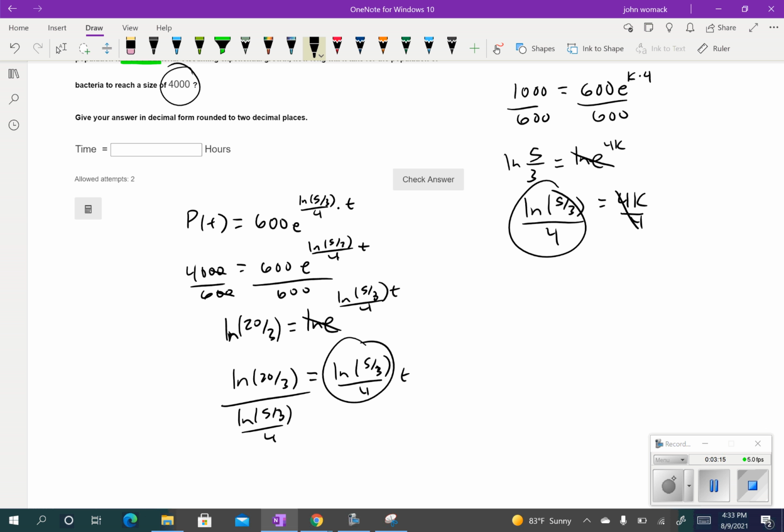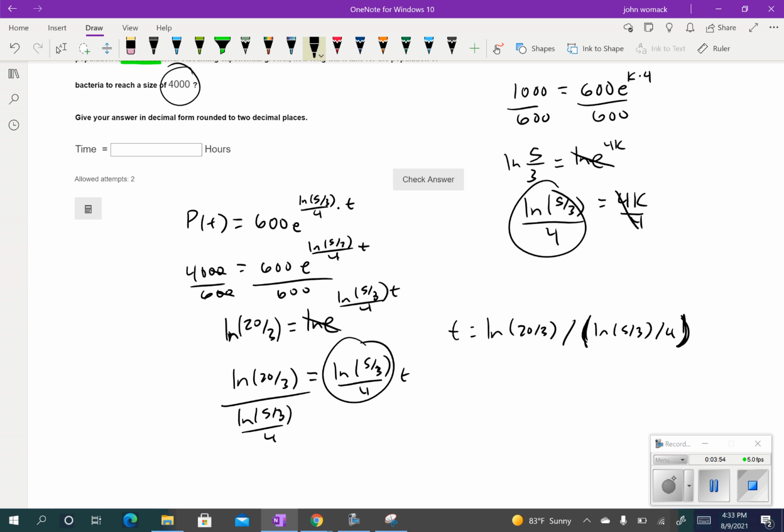Well, that's kind of weird to put in our calculator, but on my scientific calculator, it's going to look something like this: ln of 20/3 divided by parentheses ln of 5/3 divided by 4. But make sure you put that denominator right there in that big set of parentheses. Okay, let's grab my calculator right now, plug that in there and find out what it comes out to. So I got the ln of 20/3 divided by, again, put a big set of parentheses, the ln of 5/3 divided by 4.